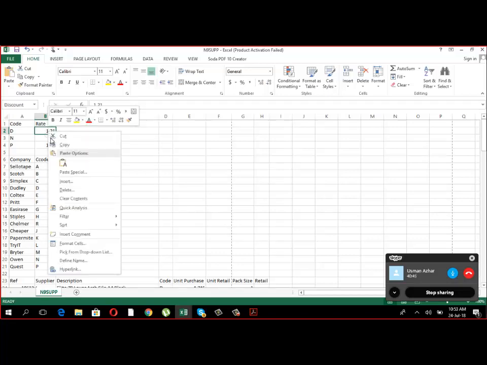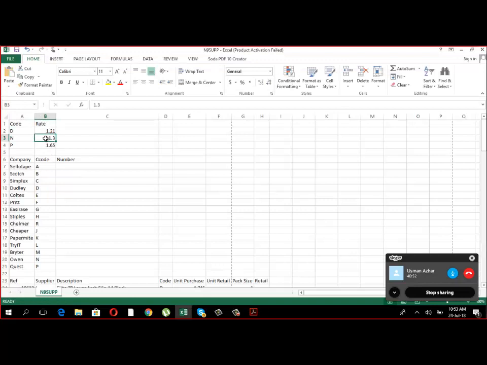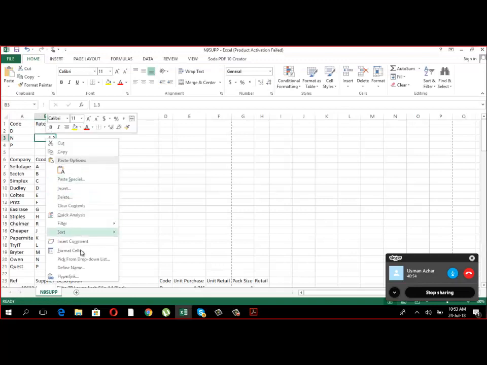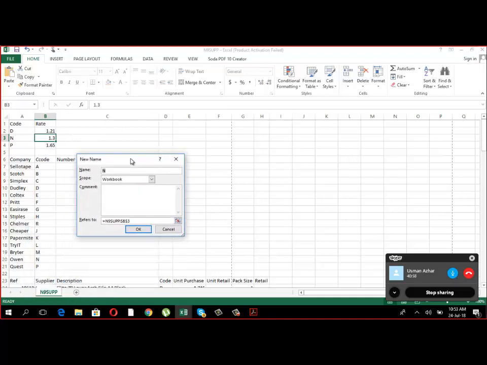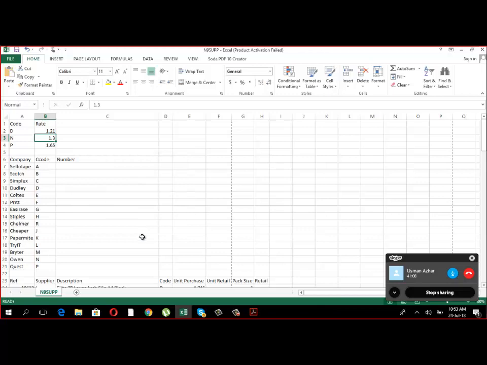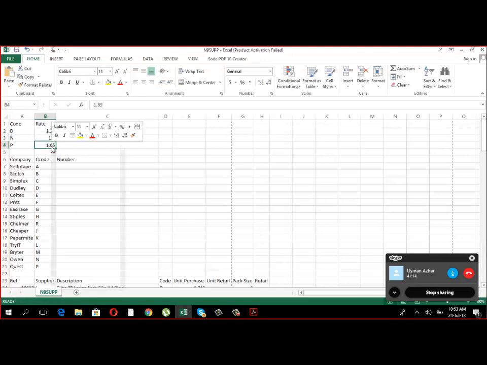Right click. Oh, I'll do it. Don't worry. I'll name normal. So I have to name this as normal. Right click, define name, define name, and this is a procedure. Normal. Procedure. Right click. Okay, and then I have to make it. So we are naming these cells.